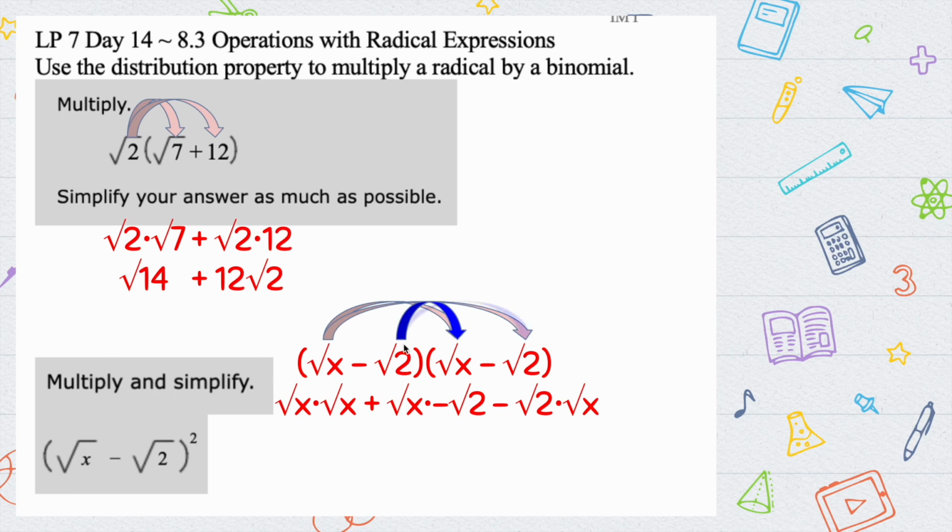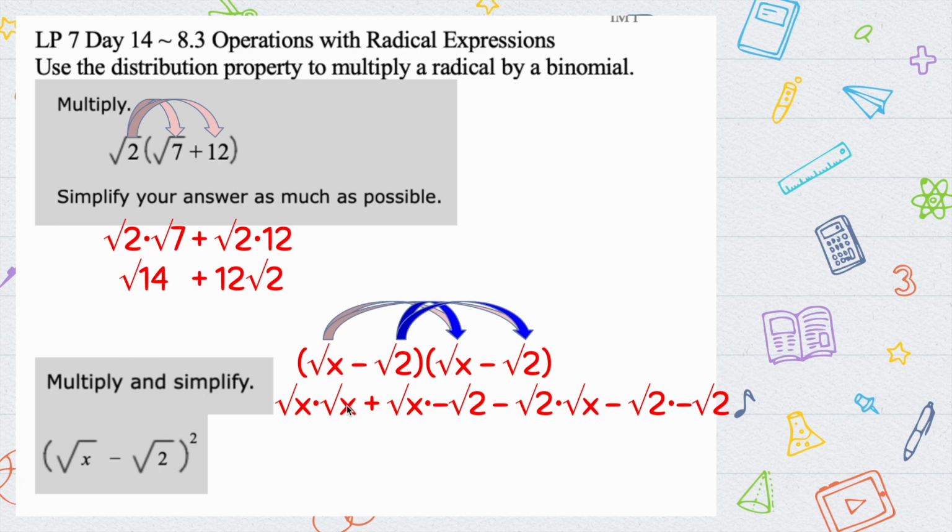So this is inside and then last. We call it FOIL simply because it stands for first, outside, inside, last. Just kind of reminds you of how to multiply. It is by no means the only way to do this. So the last two I have are negative square root 2 times negative square root 2. So let's go ahead and start simplifying this a little bit more.